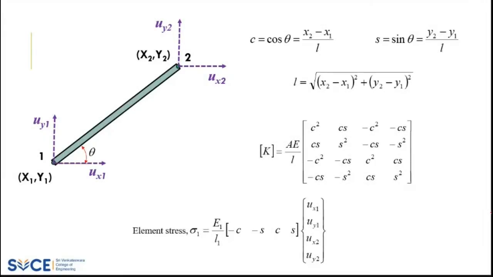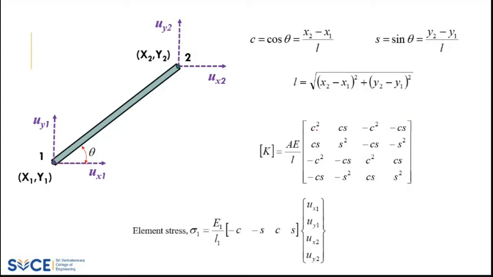This is what we discussed last class. So you have a truss problem. For a truss, what you have to identify for a single element is your stiffness matrix, which is AE by L times C square, CS, minus C square, CS. So this is your matrix term.